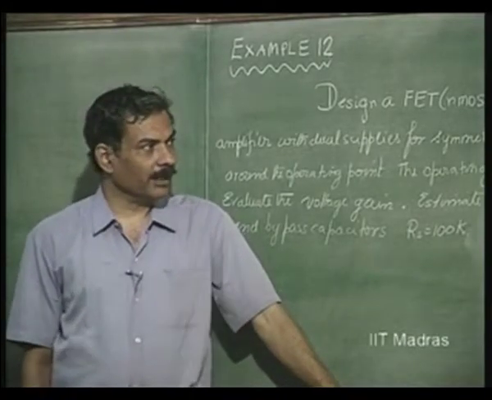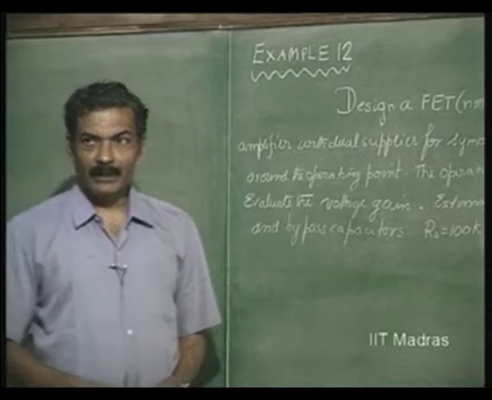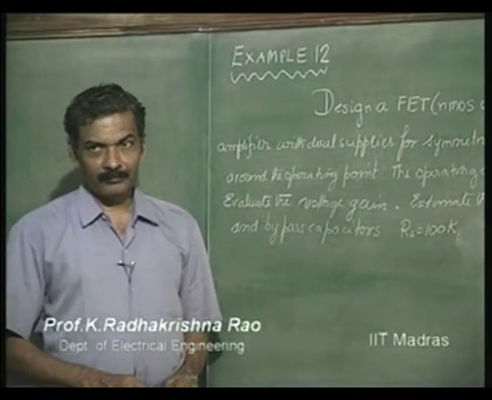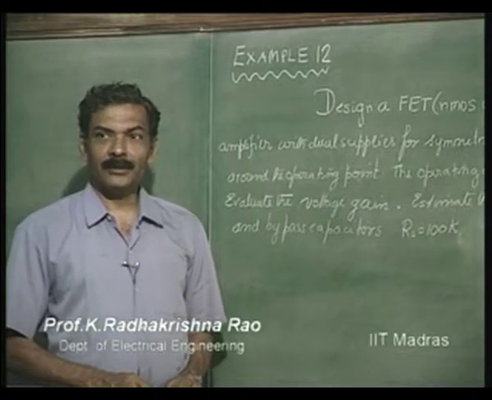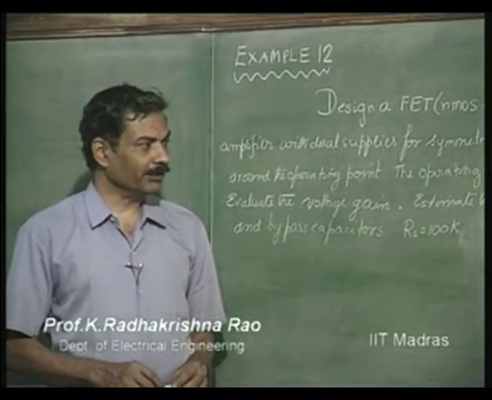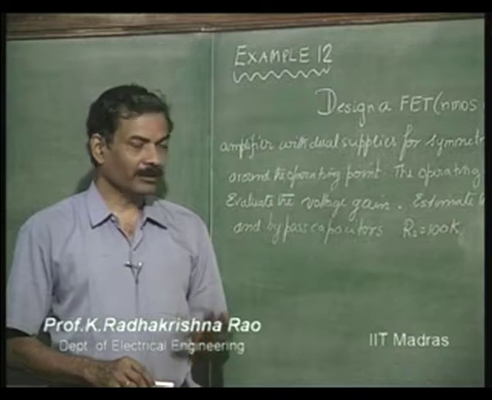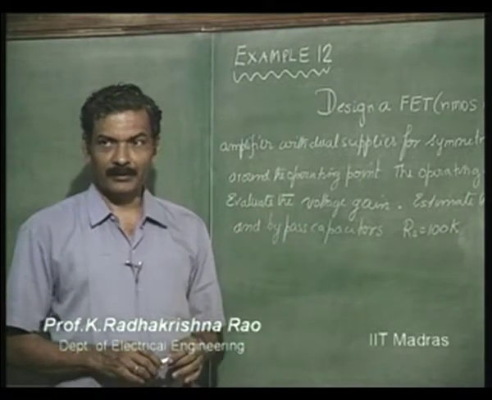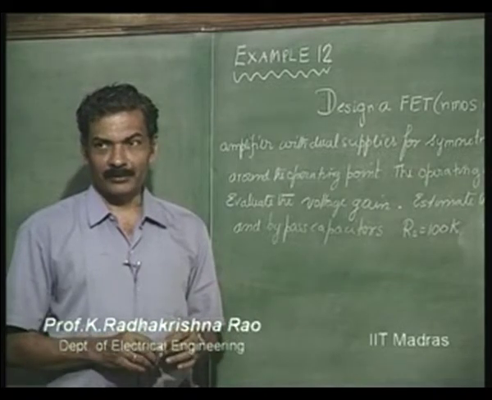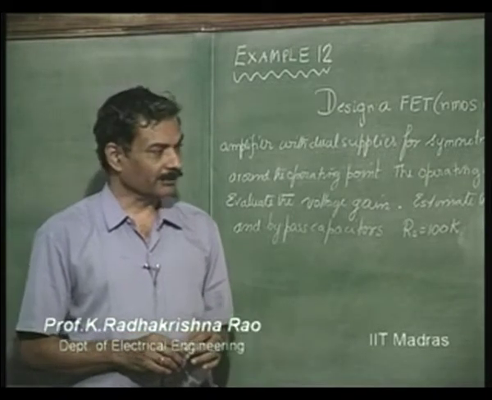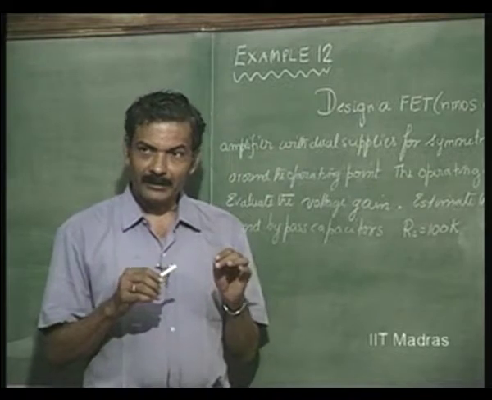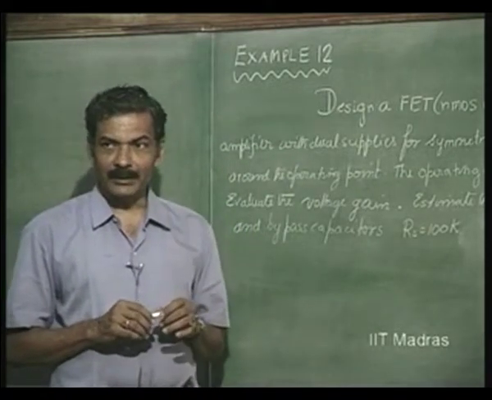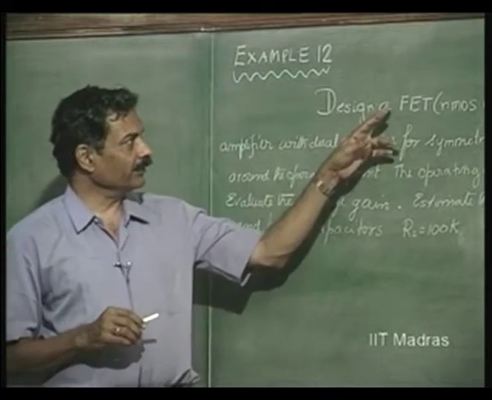In the last class, we took an example where the FET was biased using a single power supply, and we also had an example in which we had worked out how to operate the FET in a particular operating region, 1 milliampere, 10 volts, etc. IDSS 1 milliampere and VDG equal to 10 volts. Now, the same example we will consider here. The same FET is used.